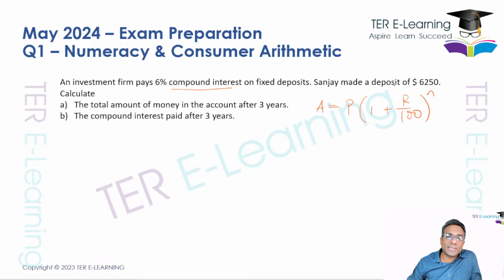What this formula does is give us the total amount in an investment after a period of n years. So the first part of this question says, calculate the total amount of the money in the account after 3 years. So what they want us to work out is A, the amount in the investment after 3 years. The principal is the amount that you put into the savings, which is 6250, and you're multiplying that by 1 plus the rate, in this case 6%, so 6 over 100, and we're leaving the investment here for 3 years.